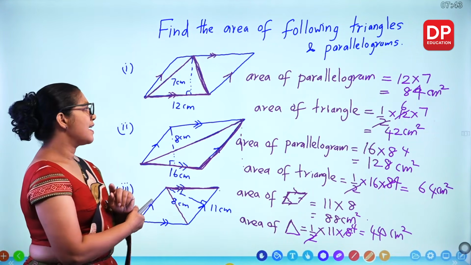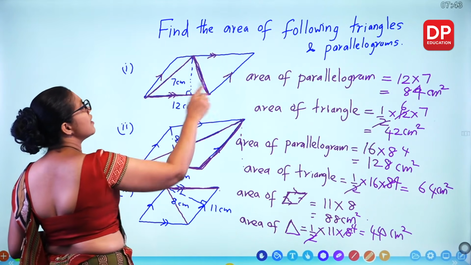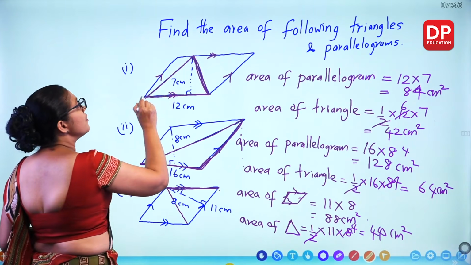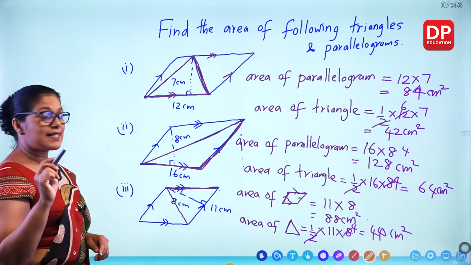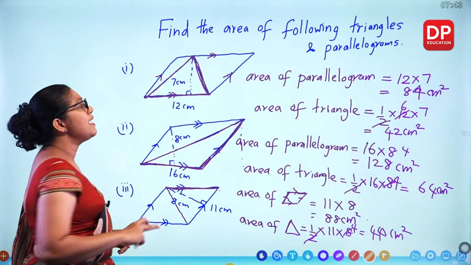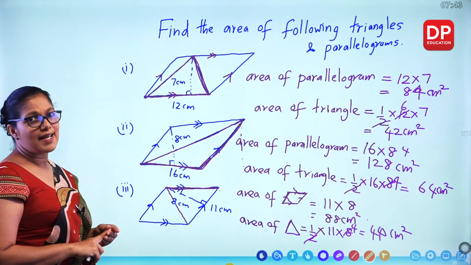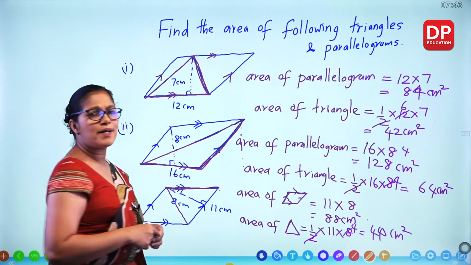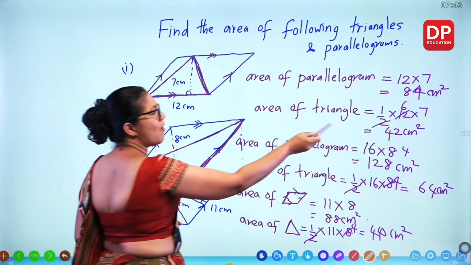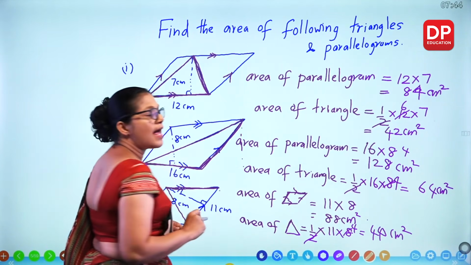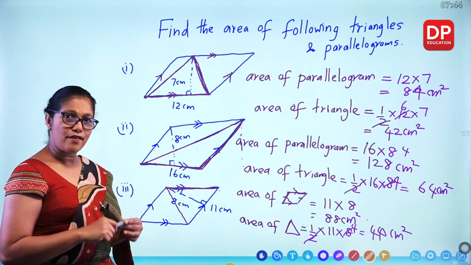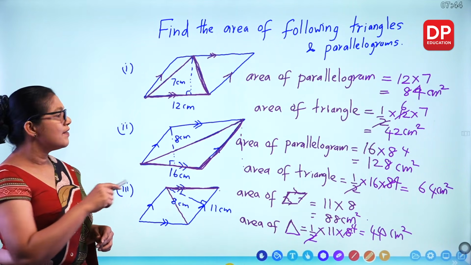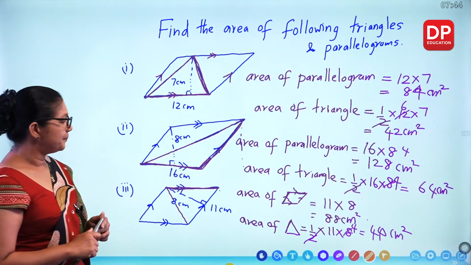So in this case, when you get a triangle and a parallelogram with the same base and in between the same pair of parallel lines, we see a property. The area of a parallelogram is always double the area of the triangle. So we are doing this one as a theorem later.